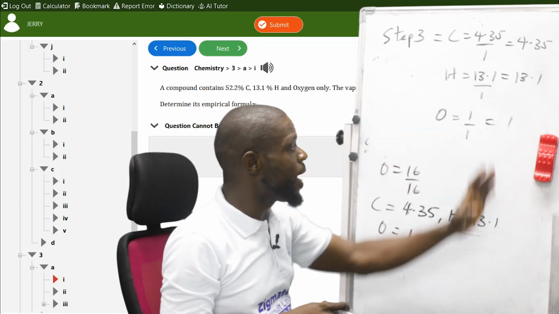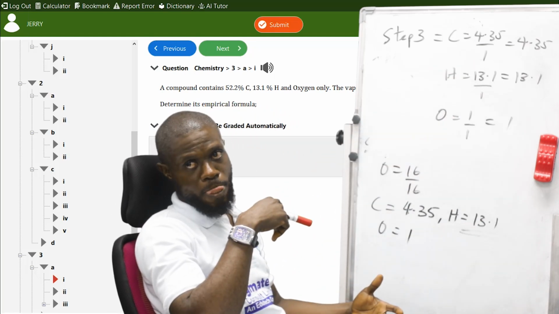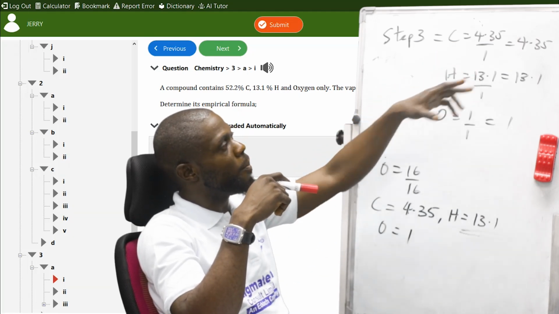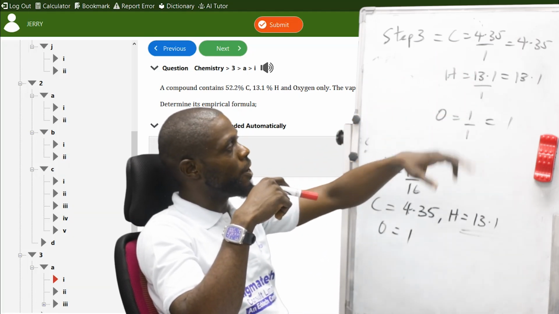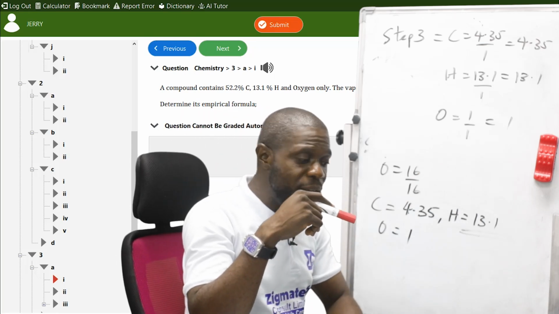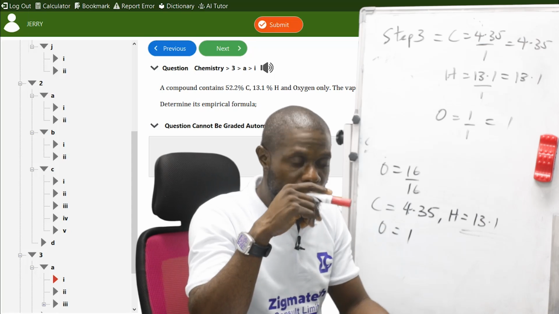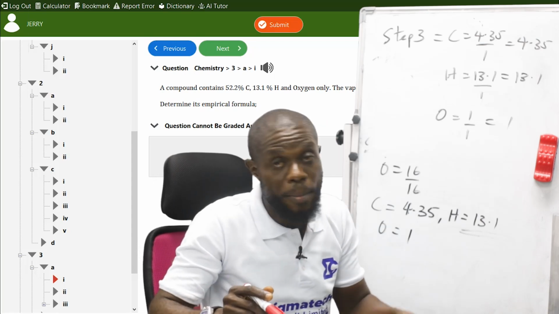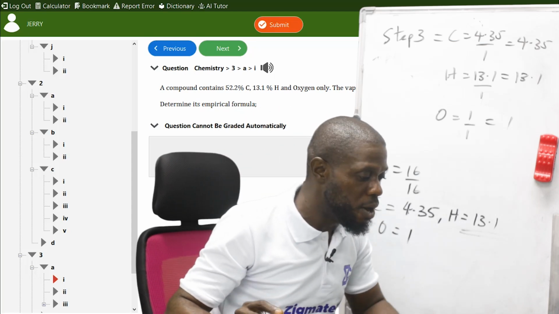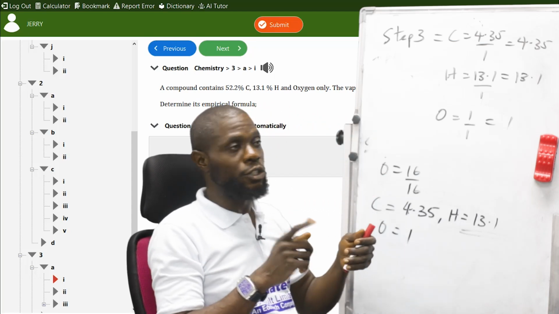Now they say the answer you get becomes their subscripts. That means the carbon subscript is 4.35, hydrogen subscript is 13.1, oxygen subscript is 1. But take note, if your answer is in decimal, convert to the nearest whole number before you make it a subscript.